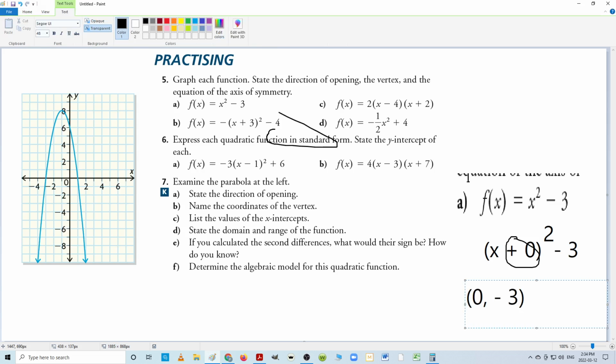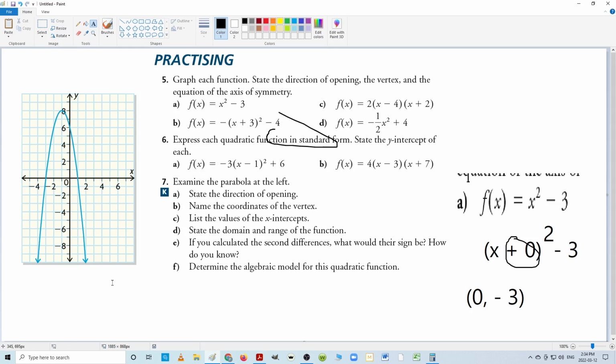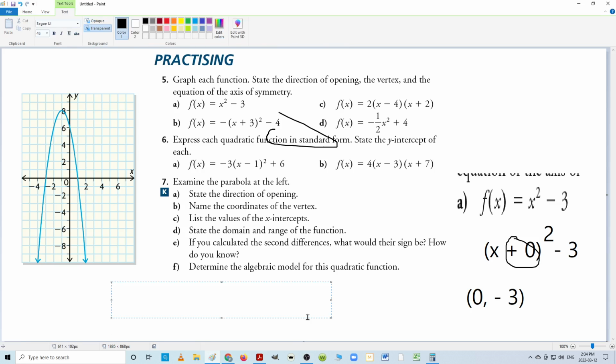So now that we have the vertex, that helps. We can also instantly know that this vertex is the y-intercept. So it's going to go on either side of there, and it's facing upwards. If we want to figure out a couple values of y, well, this one's a little tricky.